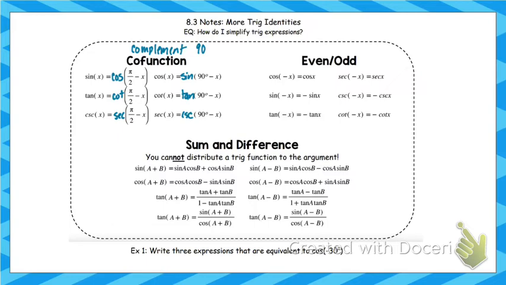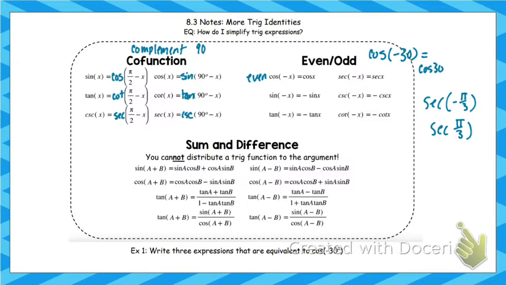Even and odd is also pretty simple. There are two trig functions that are even. Now you may have talked about even and odd functions in Algebra 2. I think we talked about them a little bit at the beginning of this year. An even function means basically what you see right here, where cosine of negative x is the same thing as just cosine of x. Because it's an even function, you can just get rid of that negative and have the same thing. So the cosine of negative 30 is the same thing as the cosine of 30. The secant of negative pi over 3 is the same thing as the secant of pi over 3.